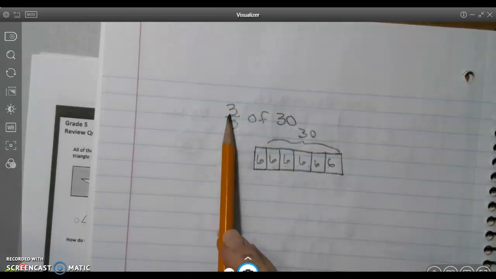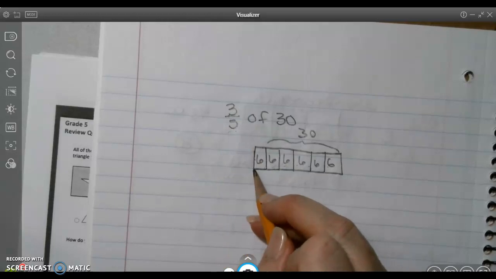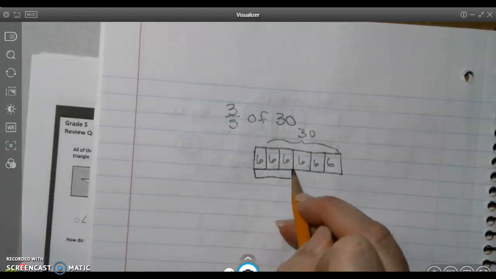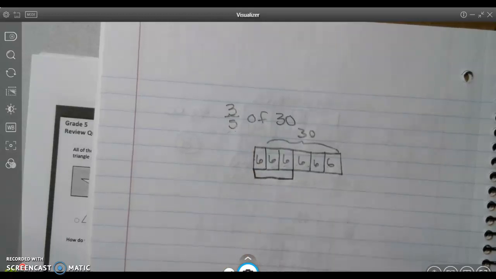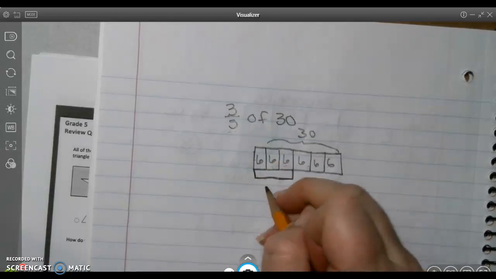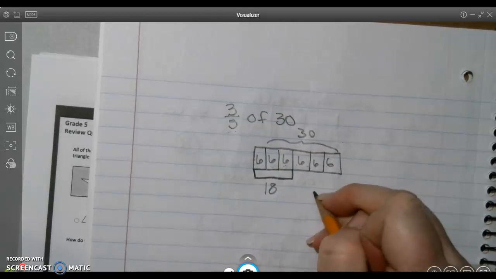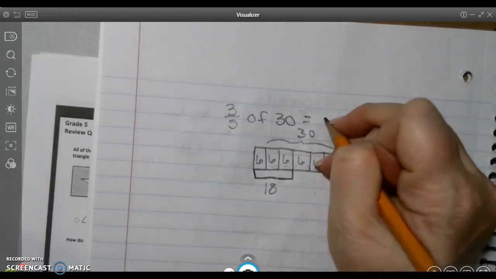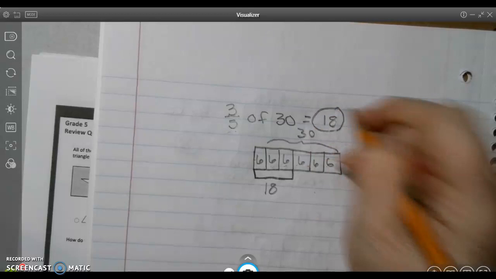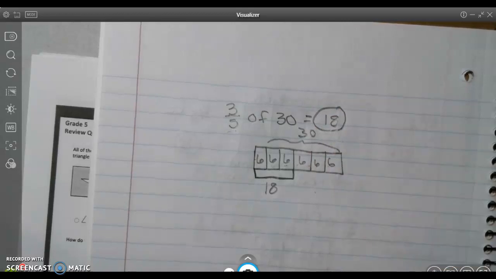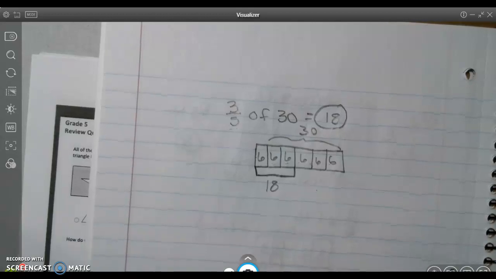And this is saying, what are 3 of those 5? Well, if I count out 3, I would get this much, right? So 6 plus 6 plus 6 would be 18. 3/5 of 30 equals 18. The answer for that question was 18. Okay? The next question was a little tricky.